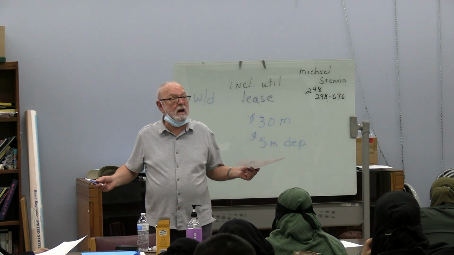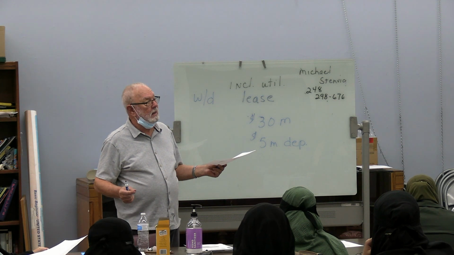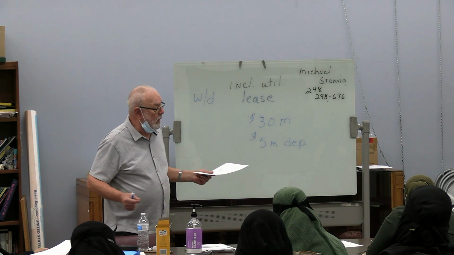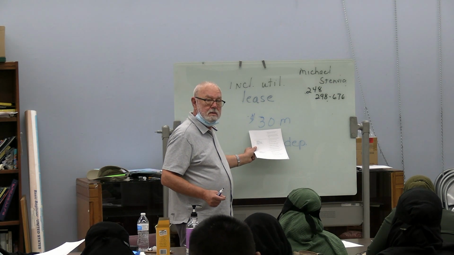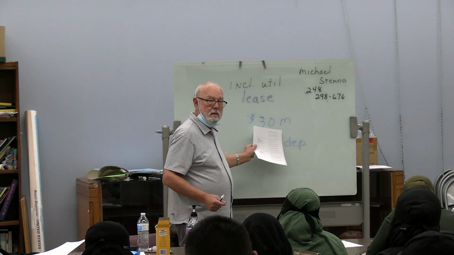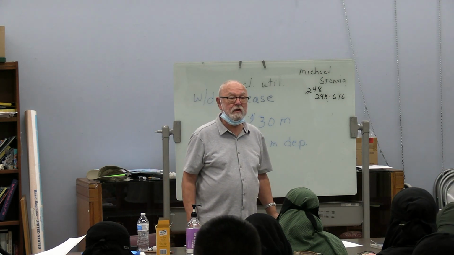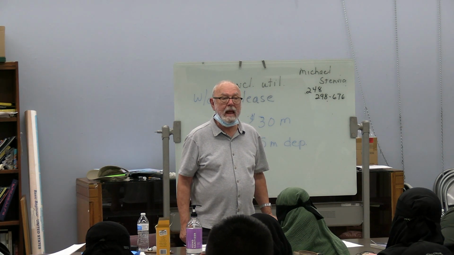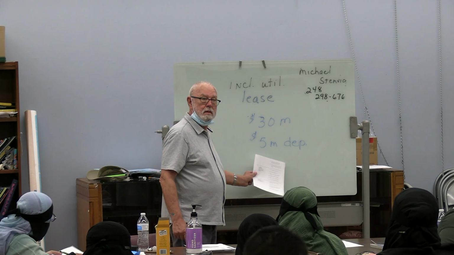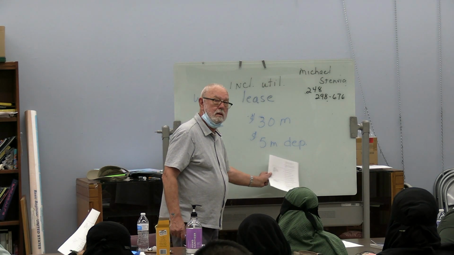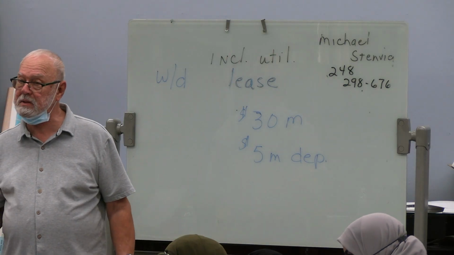There are two numbers with money. So one of them is this, 30 million. Sorry, that's the abbreviation for million. And what's this? 5 million. Deposit. 1 million deposit. Yes, deposit. We know that word, DEP, deposit.